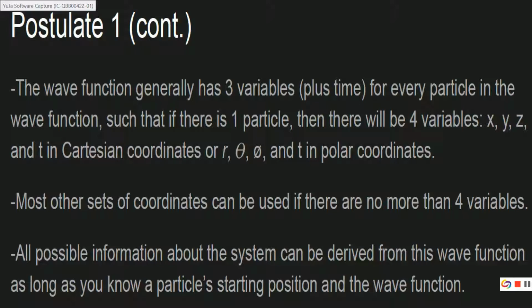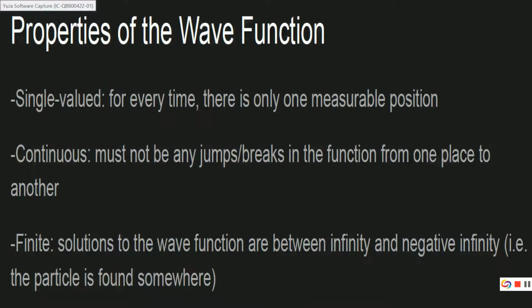All possible information about the system can be derived from the wave function as long as you know the particle's starting position and the wave function itself. The properties the wave function needs to satisfy in order to use it: it needs to be single valued, so for every time there's only one measurable position. It needs to be continuous, with no jumps or breaks in the function from one place to another. And it needs to be finite, such that solutions to the wave function are between negative infinity and infinity, meaning that the particle is found somewhere in space.